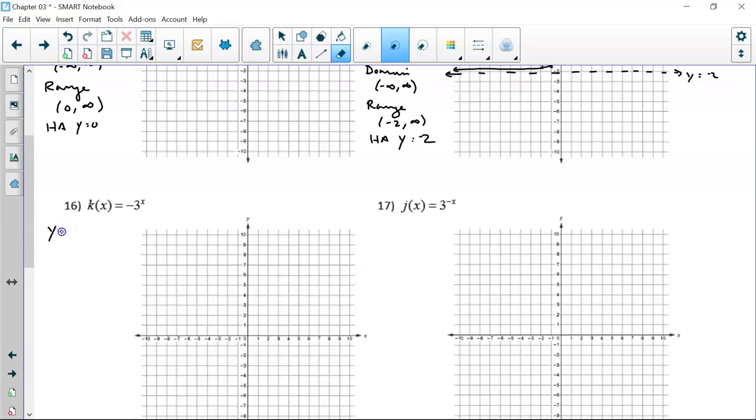Our parent function, y equals 3 to the x. So now we have a value for a in this one. A is -1. H and k are both 0. So all we have here is an x-axis reflection.